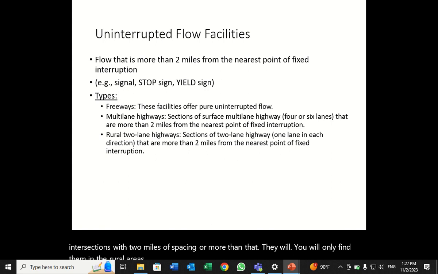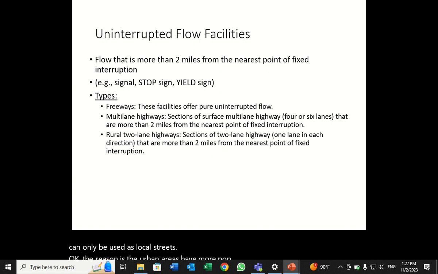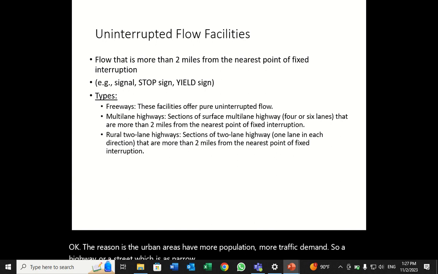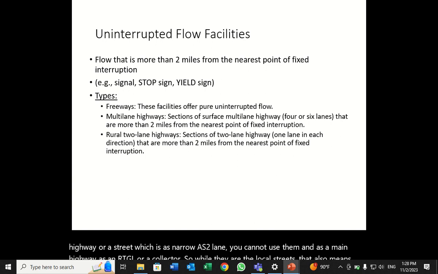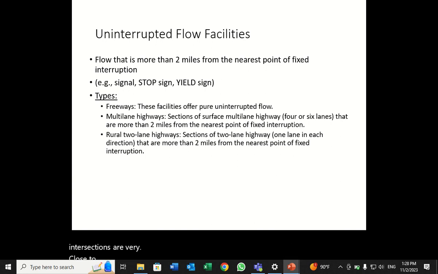You will only find them in the rural areas. The reason is, in the urban areas, two-lane highways can only be used as local streets. The reason is the urban areas have more population, more traffic demand. So a highway or a street which is as narrow as 2 lanes, you cannot use as a main highway, as an arterial or a collector. While they are the local streets, that also means the intersections are very close to each other. So in urban areas, 2 lane highways are generally not found as uninterrupted.